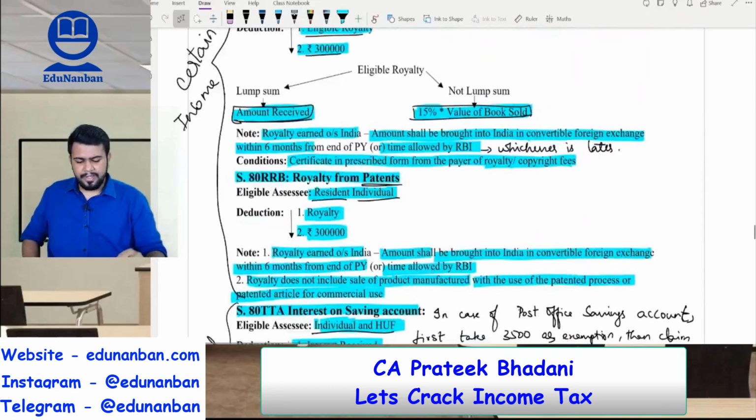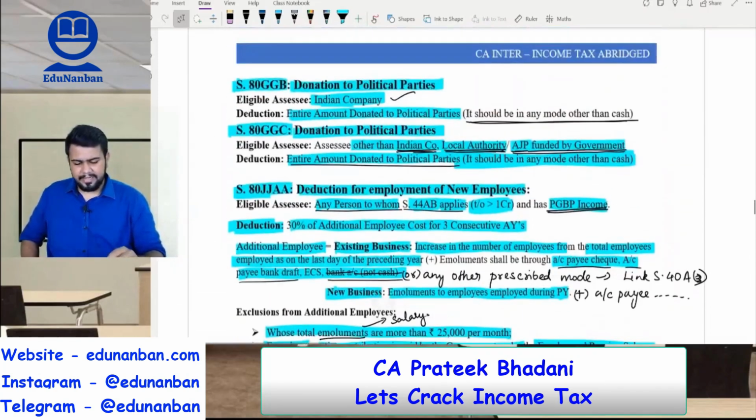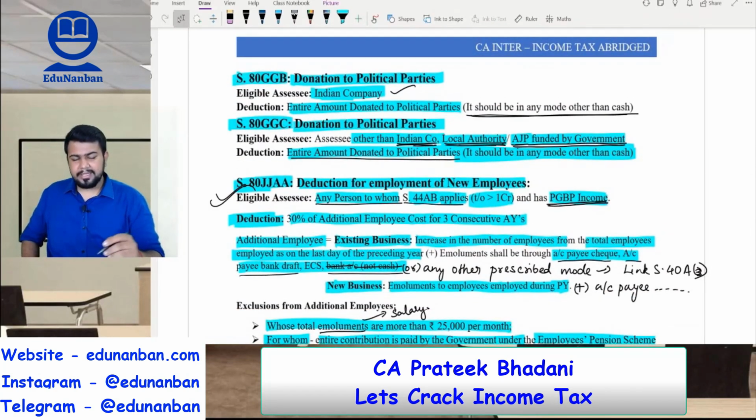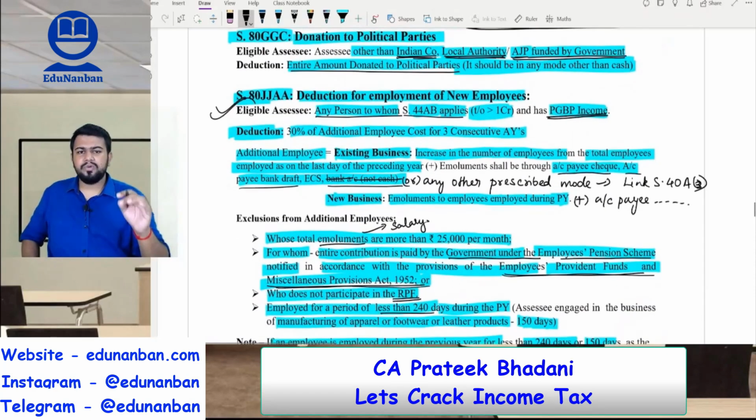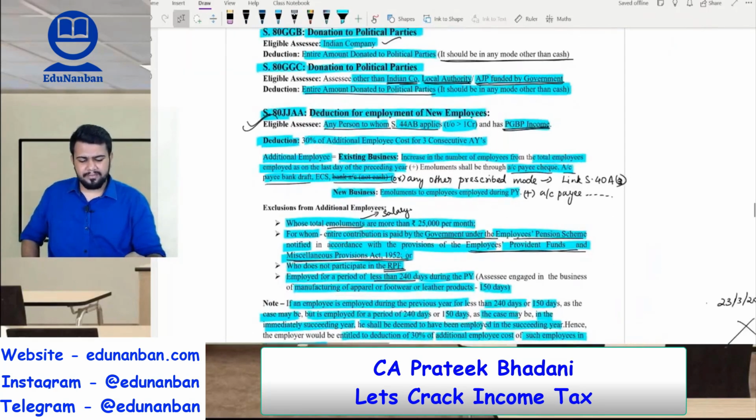And one more thing, this 80JJAA that we discussed right now is allowed even if the assessee is adopting the new tax regime under section 115BAC.